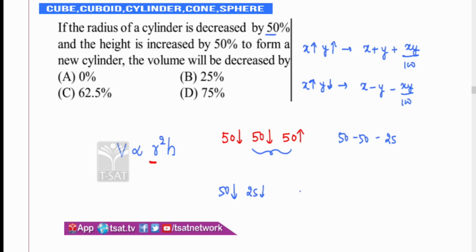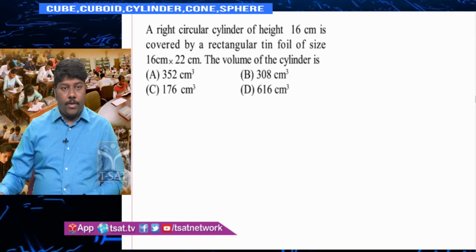Now, both of them are decreasing, so you can say minus 50, and minus 25 plus 50 into 25 by 100, which is 12.5. So, this is minus 75 plus 12.5, which gives you minus 62.5. What does this minus indicate here? This negative value indicates decrease. So overall volume is decreased by 62.5%. You can do it in terms of fraction, or else you can do it in terms of percentages. Now look at the next one.